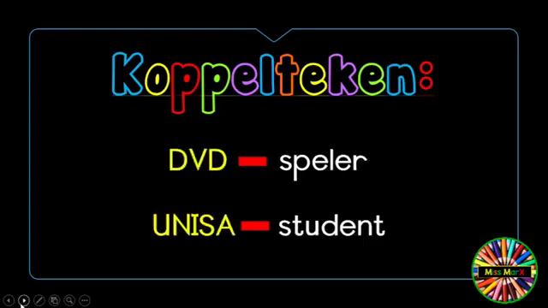Hier koppel ons afkortings of akronieme aan 'n woord. Here we connect or join acronyms or abbreviations to a word. For example, DVD-speler, translated into English, a DVD player. We connect the abbreviation DVD to the word speler, which is a player, DVD player. UNISA is an acronym or abbreviation, and we connect UNISA to the word student, or UNISA-student.